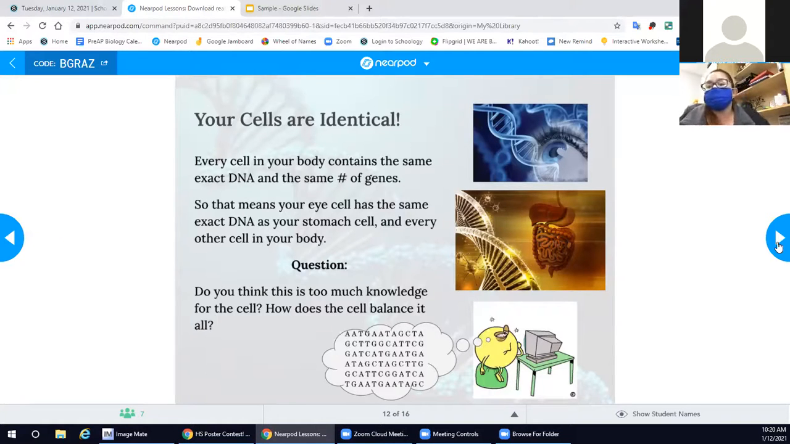Now the next question is, do you think this is too much knowledge for a cell? How does the cell balance it all? So think about that. If our cells have all the DNA, is that too much? How does the cell balance it all?